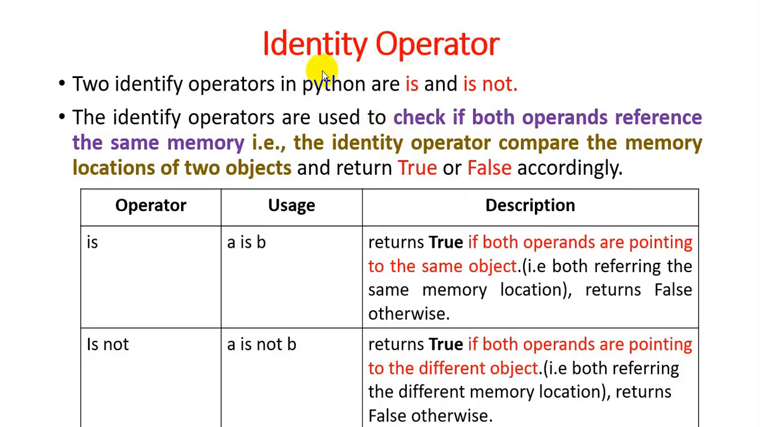Hello friends, we are going to discuss identity operators in Python. Python has two identity operators. They are is and is not.